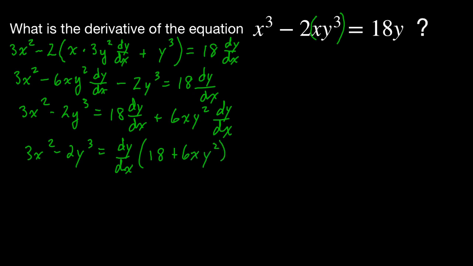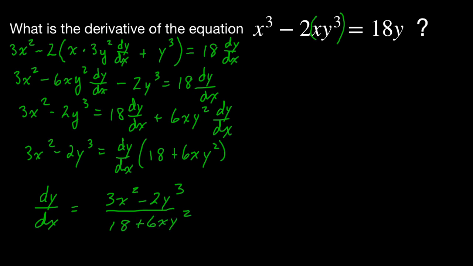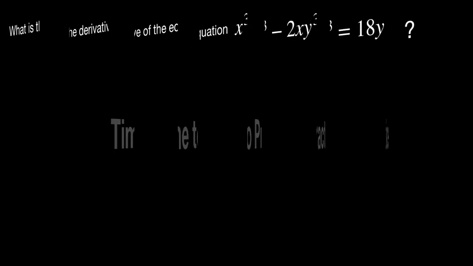Now we can solve by dividing by that parenthesis, which will give us 3x squared minus 2y cubed over 18 plus 6xy squared. And that is our derivative with respect to x.